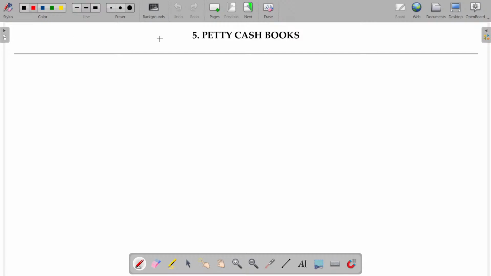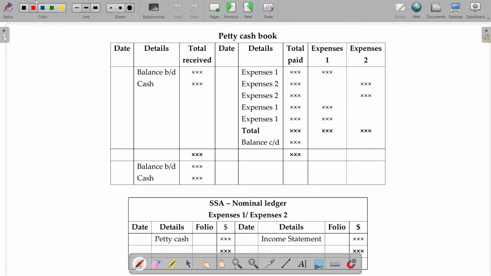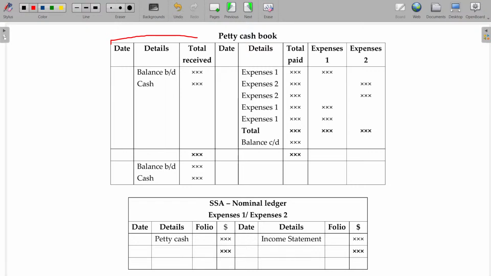So we'll start with petty cash books. In the petty cash book, the preparation is similar to a normal cash book. From this part to this part is like a normal cash book. This will be the receipt side and this will be the payment side.